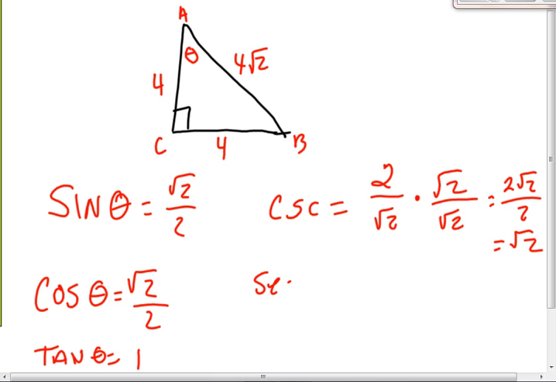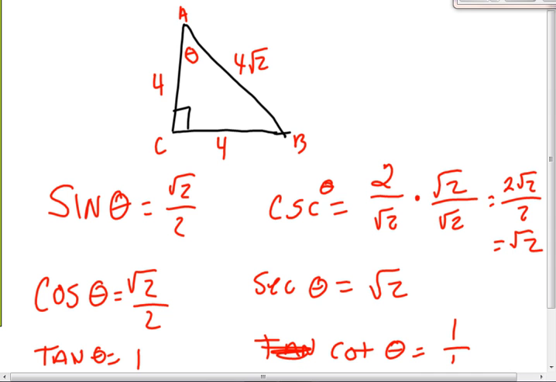And then secant would be the same way. That should be a theta there. Secant of theta is going to be the same answer as cosecant, since sine and cosine are the same. And then cotangent, excuse me, is 1 over tangent, so that's 1 over the value for tangent, so that's 1 over 1, and of course that simplifies into 1. So that's finding all 6 trigonometric ratios. Please consult 5-2 if you have any questions.